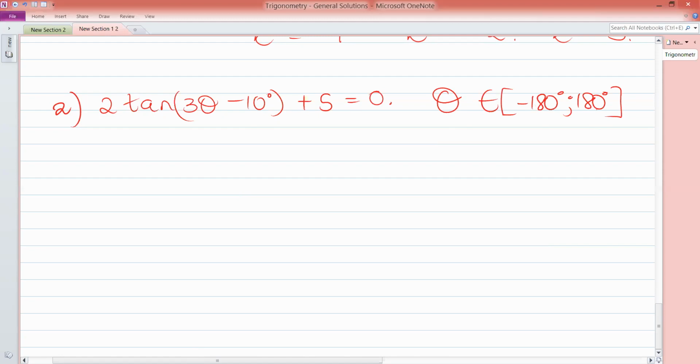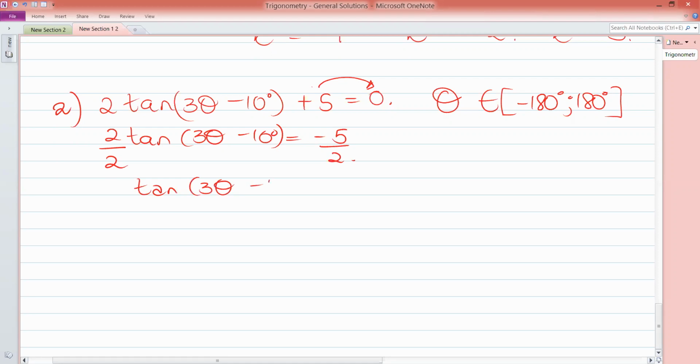Right. Now, onto this one. First things first, you want to isolate for theta. To start off, you take the positive 5 over and you get negative 5. Then next step, you're dividing by 2, so it's tan of (3 theta minus 10 degrees) equals negative 2 comma 5.